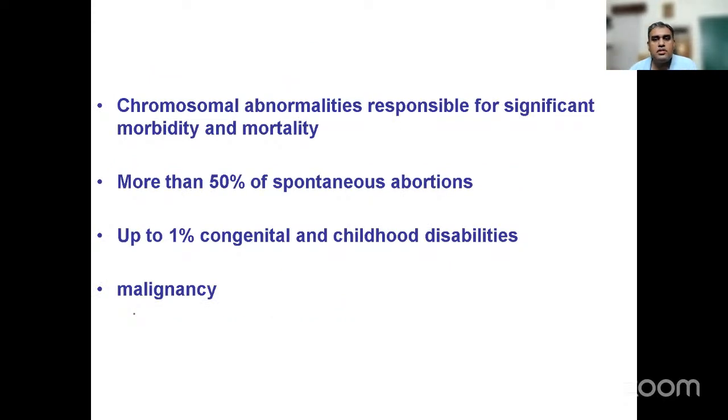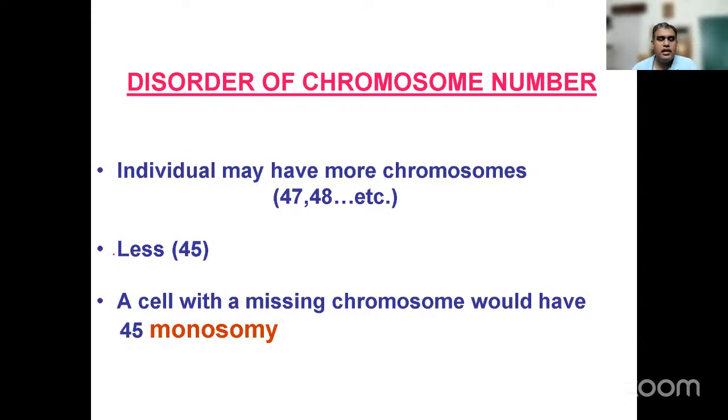Chromosomal abnormality is responsible for significant problems. We have seen that more than 50% of spontaneous abortions in the first trimester, up to 1% of congenital disabilities and malignancy. So this is just to tell you the implication or the magnitude of the effects which chromosomal disorders have. Nowadays it is mandatory in all the hospitals. I don't know how much in India, but yes, in government hospitals they check for chromosomal disorders when a child is born. In Western countries, it is quite common to check all newborn children.